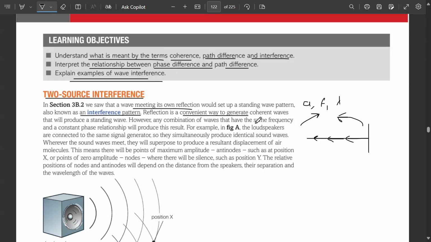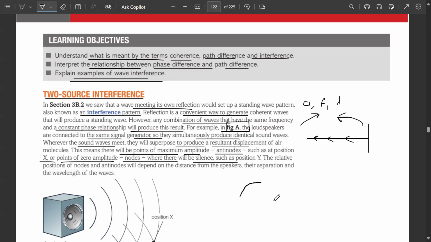However, any combination of waves that have the same frequency and a constant phase relationship will produce this result. For example, in figure A, the loudspeakers are connected to the same signal generator, so they simultaneously produce identical sound waves. And wherever the sound waves meet, they will superpose to produce a resultant displacement of air molecules, which means that there will be points of maximum amplitude, antinodes such as position X, or points of zero amplitude, nodes, such as silence.